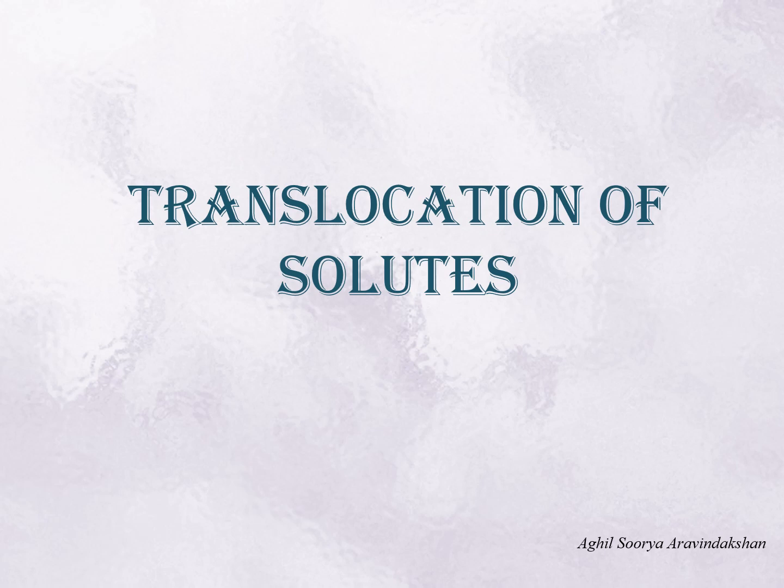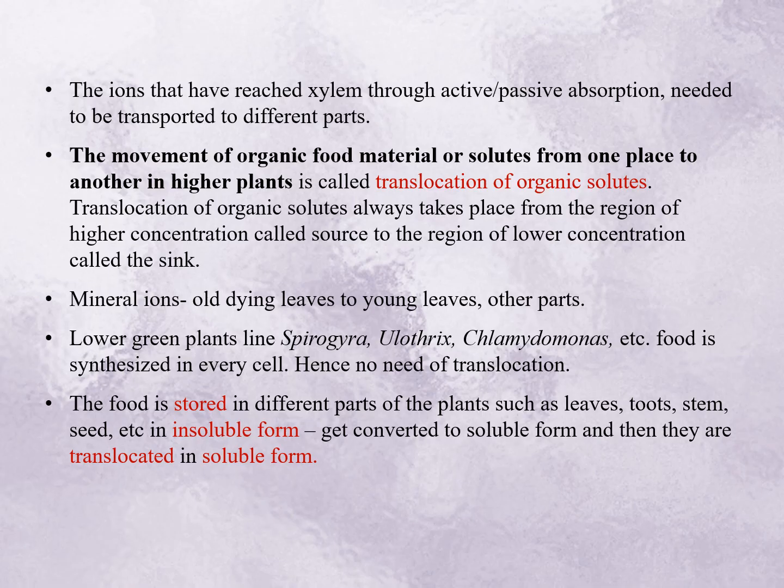Our next video is on translocation of solutes in plants. As we all know, plants transport their food materials and water from different parts of the plant to other parts of the plant. For example, if food, that is sucrose, is synthesized in the leaf using chlorophyll pigment through photosynthesis, that should be transported to all parts of the plant like stem, root, flower, fruit, etc.